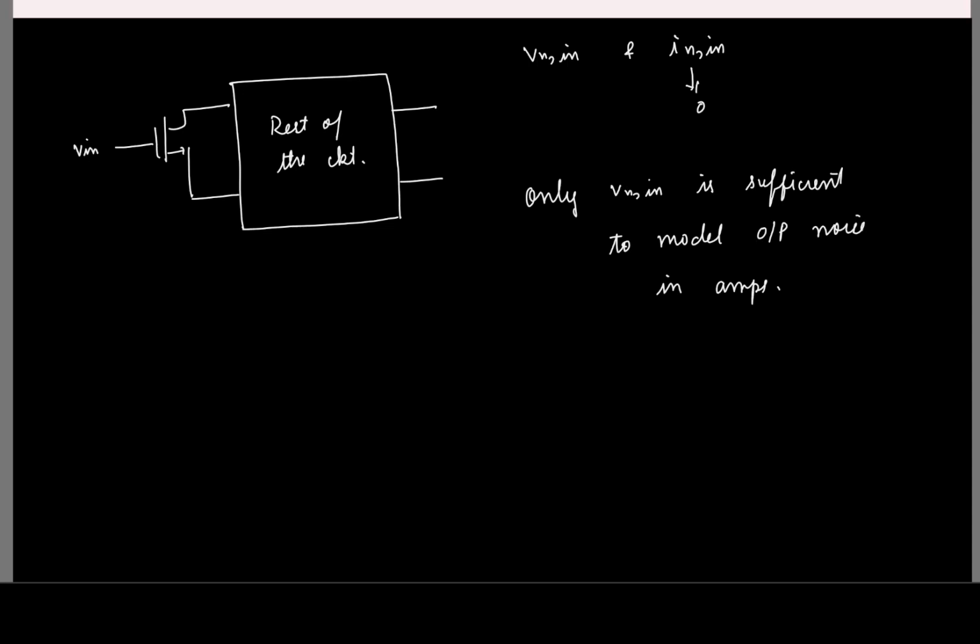Okay. And now things become easy for you. For finding the noise, you just need to short the input port, find the total noise either in the voltage or current, and then find the transfer function from voltage to current, and then it's all set. Just one quantity you need. Okay, so let's do one more example.